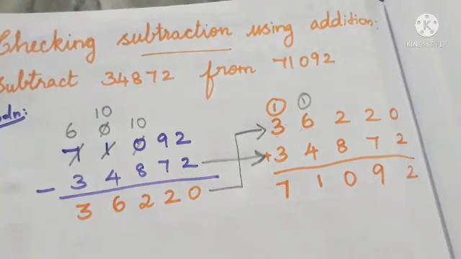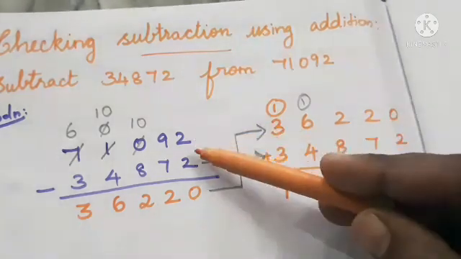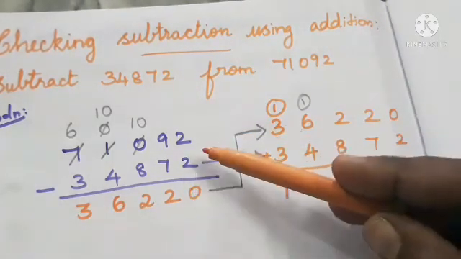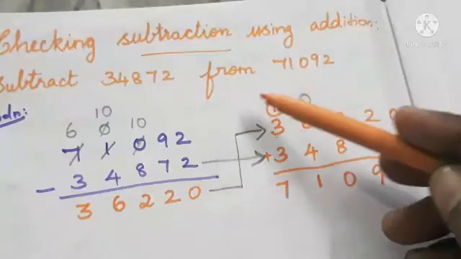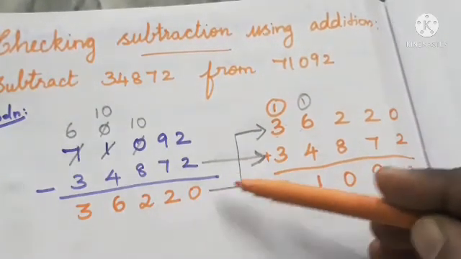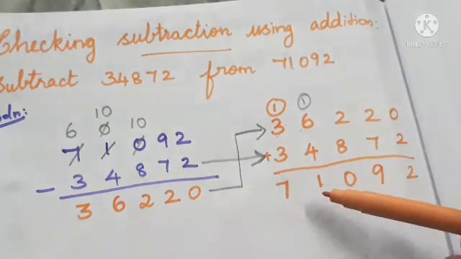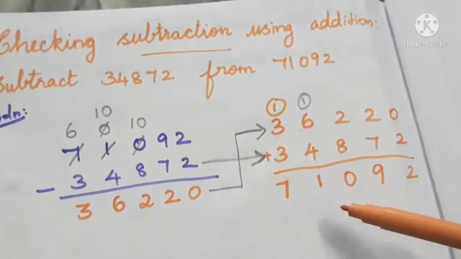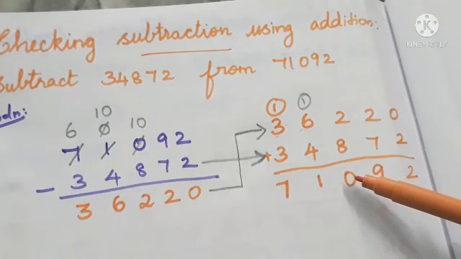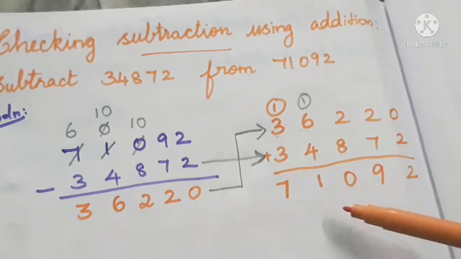Okay, ma. So how can we check the subtraction using addition, ma? First we have to subtract the two given numbers, so we'll get the difference. If you add the difference with the subtrahend, and if you get the minuend as the sum, it means our subtraction is correct. So now our subtraction is correct.